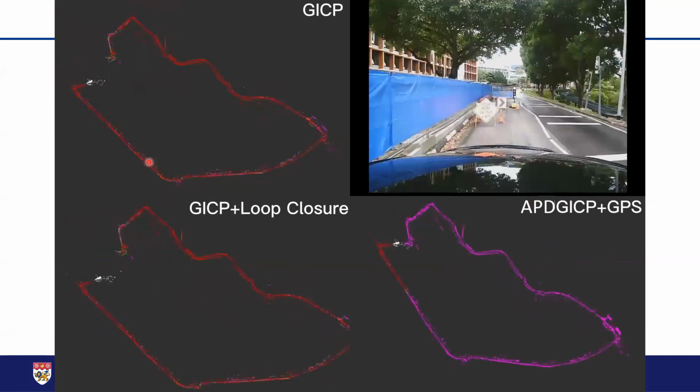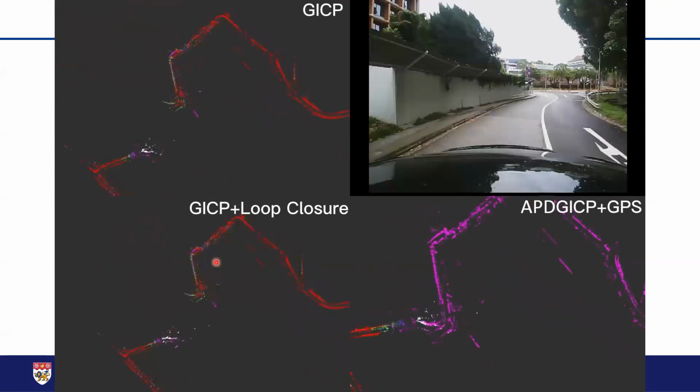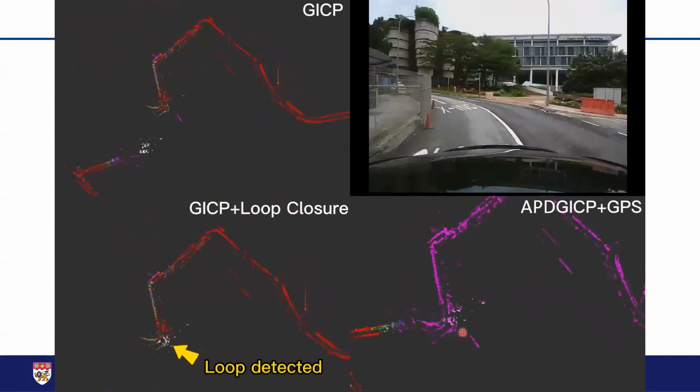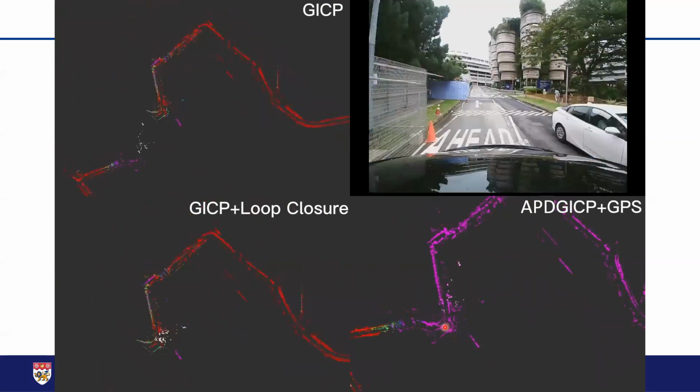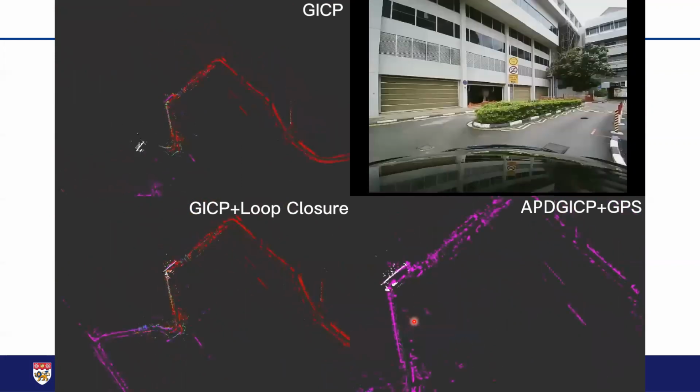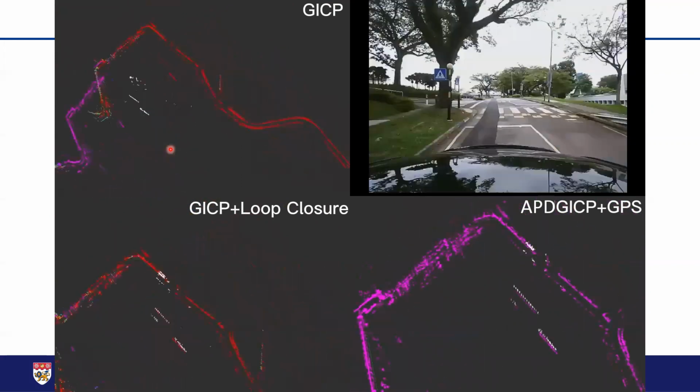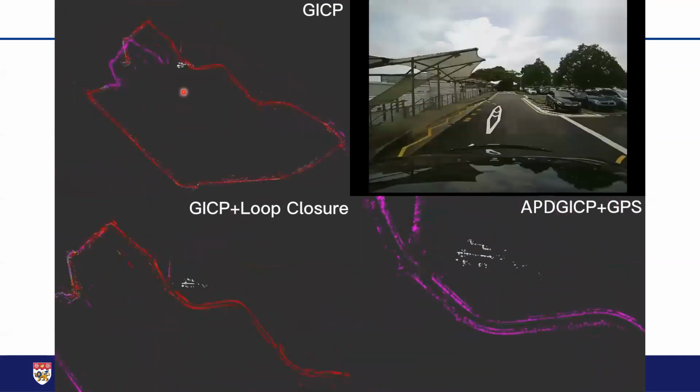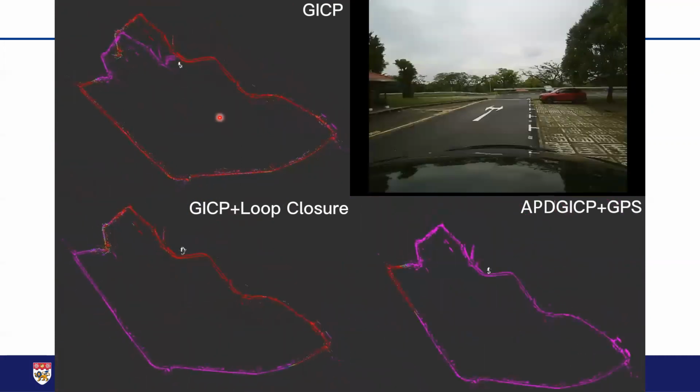When the robot returns to the starting point, we can see the loop closure is triggered, and if the GPS is available, the trajectory is already overlapped. But without loop closure and GPS, the trajectory drifts a lot, as shown here.